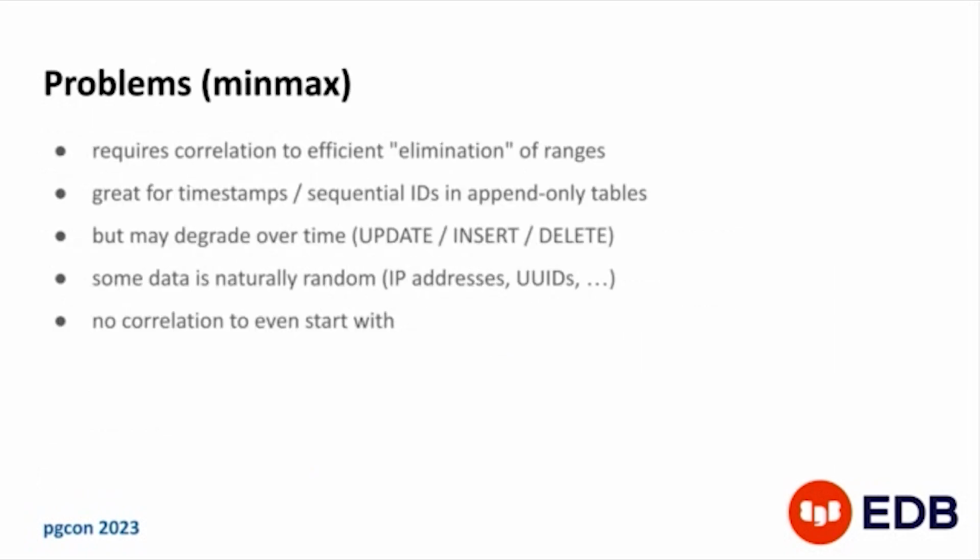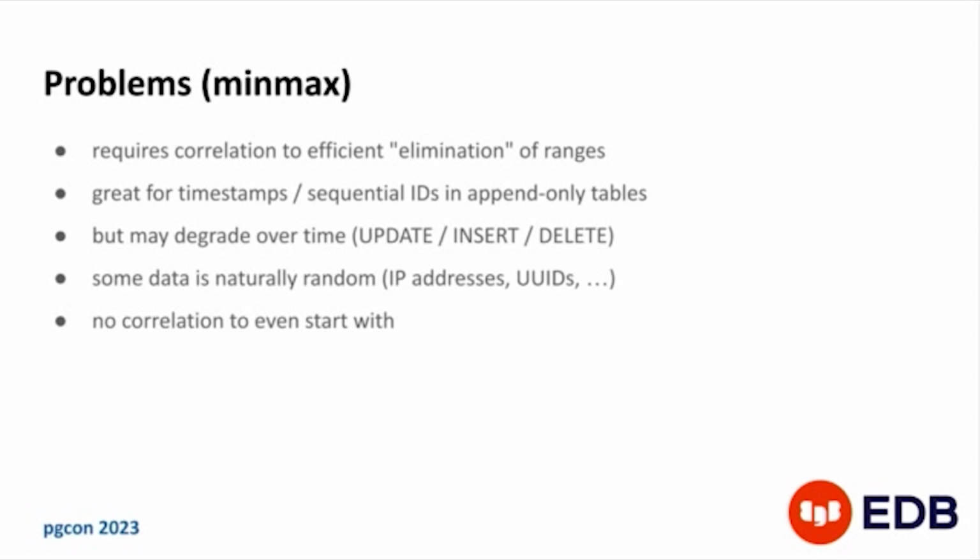So what are the problems of BRIN indexes? Why are we not using them all the time? First of all, they require some sort of correlation between the data and position in the table. In the example, the data was perfectly monotonic most of the time, so the ranges were not overlapping and not very wide. It was great, and it works perfectly fine for, for example, timestamps.